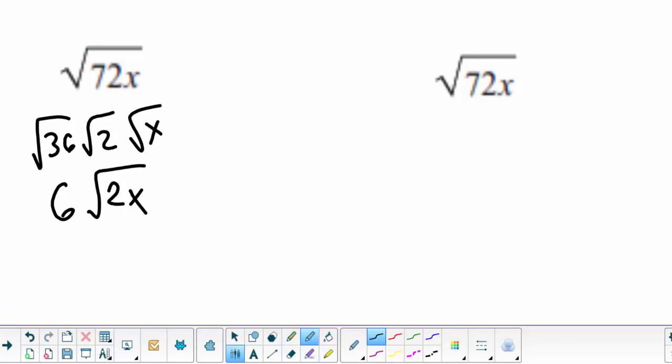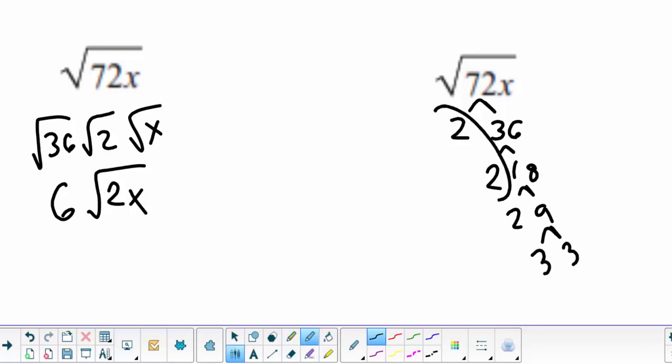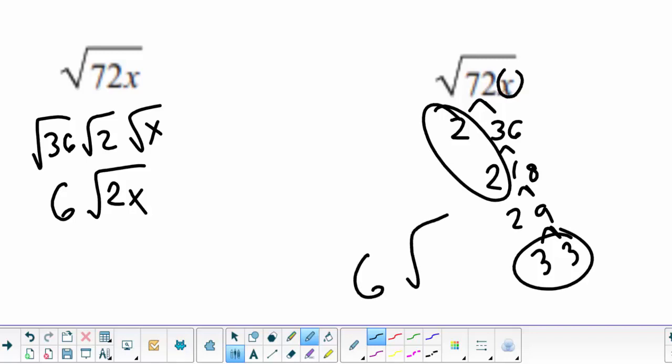If you wanted to do the factor tree here, again, we could go through it like this. It's even. Now 2 times 36, and then 36 is even. 2 times 18. 18 is even, 2 times 9. 9 is 3 times 3. So notice we have a 2 and a 3 that we can pull out. So we get the 6. And then we still have the x and the 2, so that would go back underneath the radical.